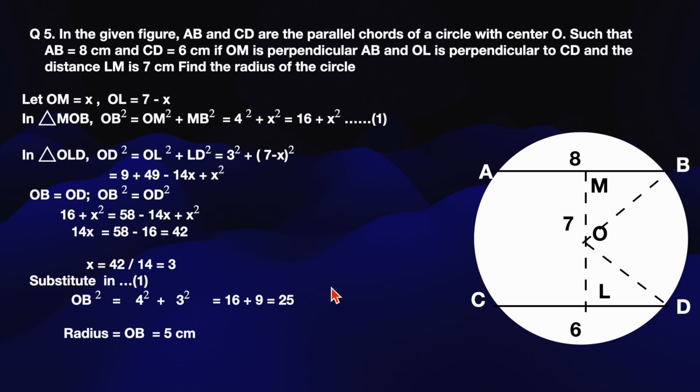Again, I repeat what I have done. These are the two parallel chords. So this distance MB is 8 upon 2. This is 4. I've taken OM as x. OB square is equal to x square plus 4 square. That is the first equation. Second is OD square is equal to 7 minus x the whole square plus 3 square. And both are equal. OB square is equal to OD square. So I put those two equations as equal, simplified it, found the value of x, substituted x again in the first equation, and I got the distance OB, or the radius.